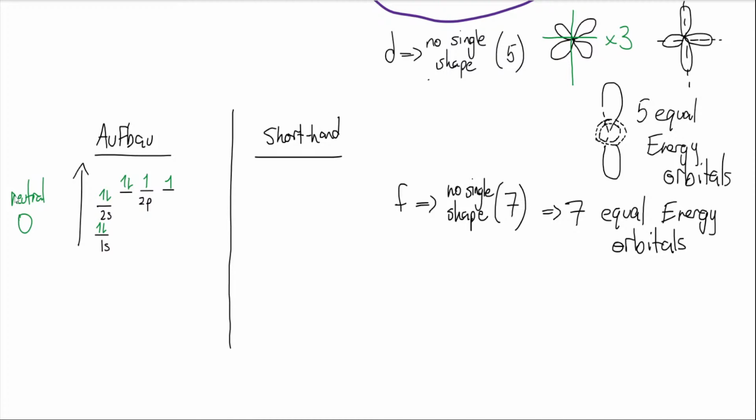And the shorthand is going to be, do you want to try it? We write it like this. So that tells me how many electrons are in that subshell. So 2s, how many? Yeah. And then 2p, how many?